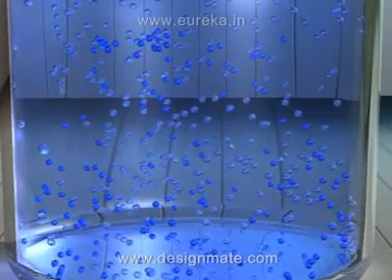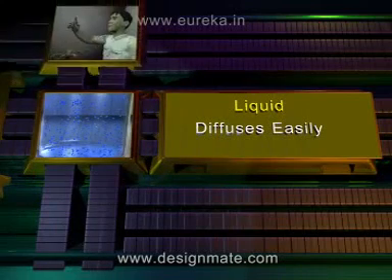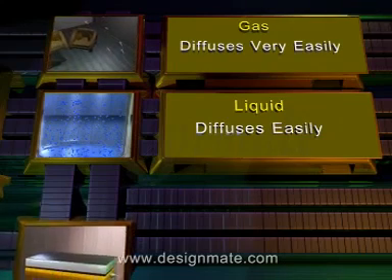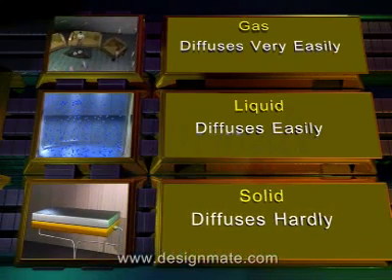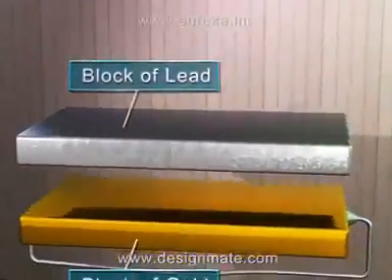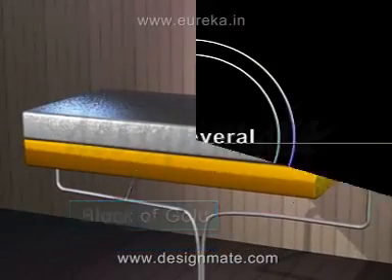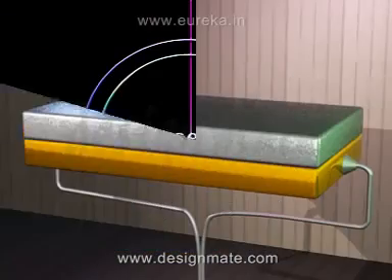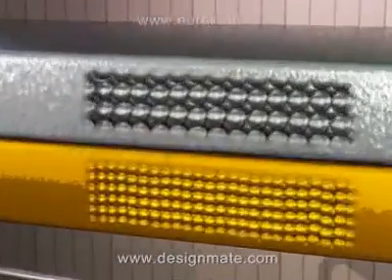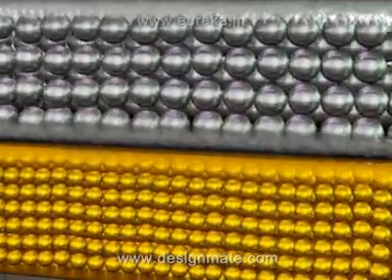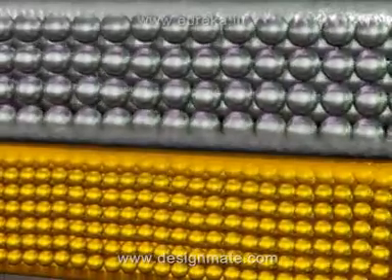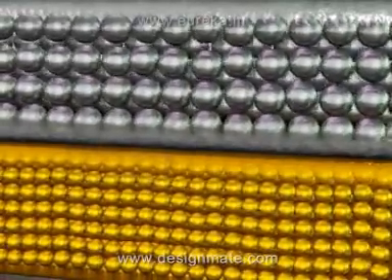Diffusion is observed not only in liquids, but also in gases in which it occurs very easily. Whereas in solids, diffusion hardly occurs. For example, when a block of lead is kept in contact with a block of gold, after several years also, hardly any diffusion can be noticed. This is because the atoms of solid are tightly packed together. Because of this tight packing, the particles are not capable of diffusing very rapidly as the rate of diffusion is very low.